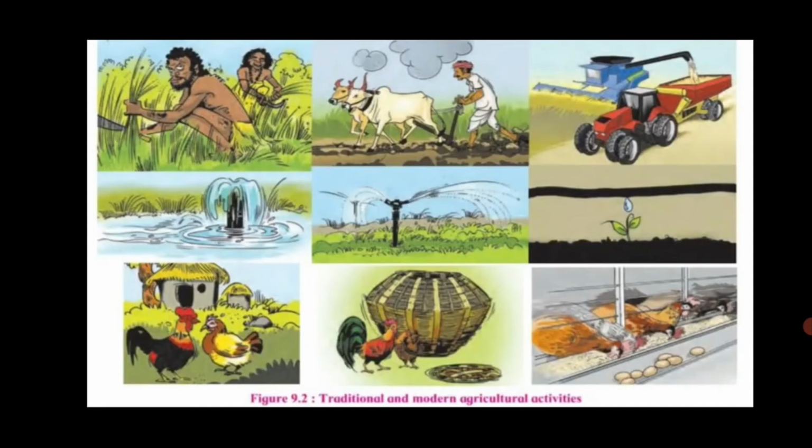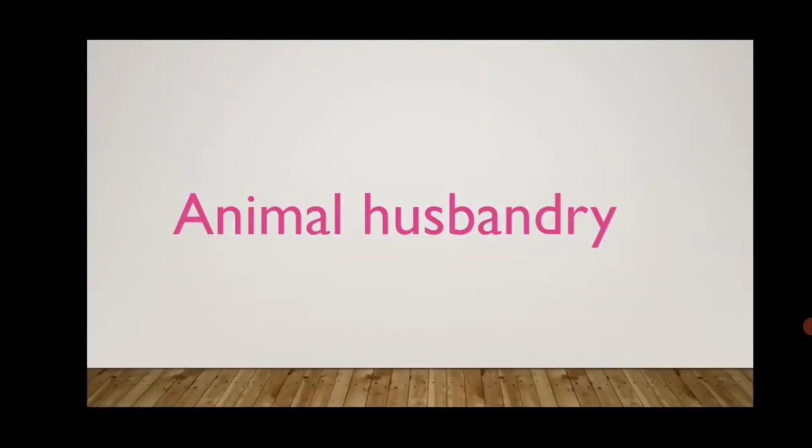Now let us get introduced to the different occupations that come under the scope of agriculture. We use the products of these occupations in our everyday life. These traditional occupations are allied activities in agriculture. Allied activities means closely connected to agriculture. Let's begin with animal husbandry.